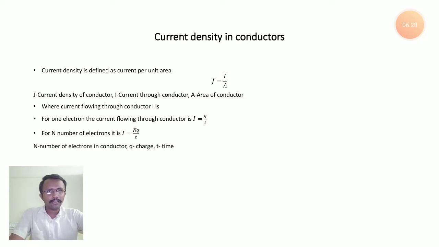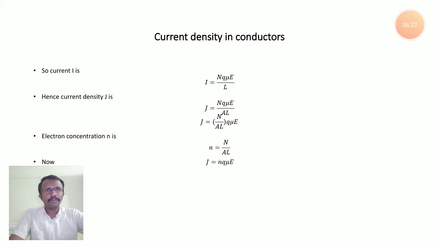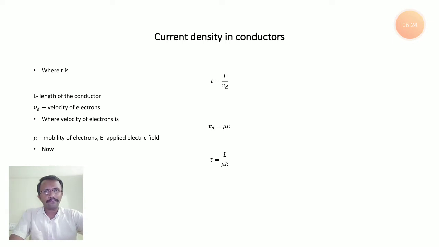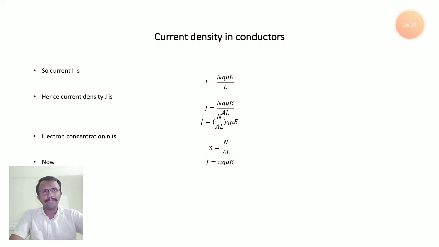So T is equal to L by Vd, where Vd is equal to mu into E. If you substitute all these things in current I is equal to Nq by T, then current I becomes N into Q into mu into E by capital L. Here, what is capital N, you know already: the number of electrons in the conductor. We don't have any holes in the conductor.